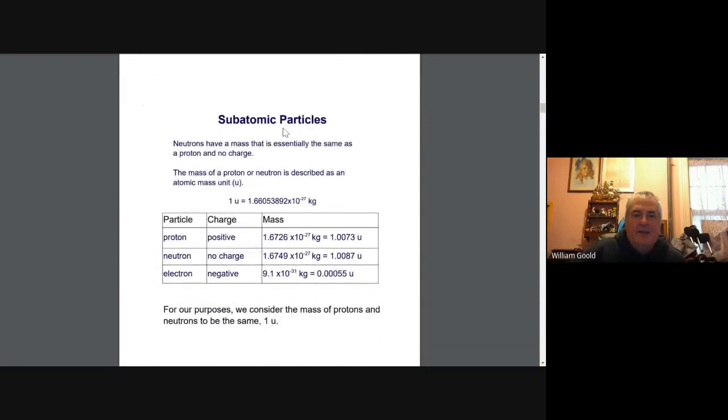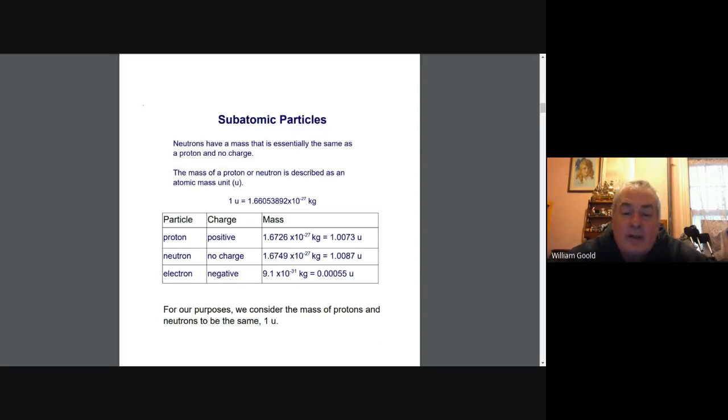Now, three subatomic parts: protons, neutrons, and electrons. Importantly, what you need to know: protons are positive, electrons are negative, and neutrons have no charge. That's the most important thing. Now, there are masses in kilograms. That's a tiny, tiny number. You don't need to know that.